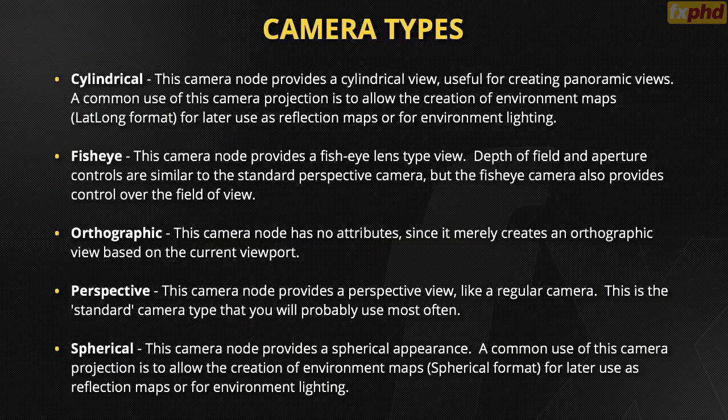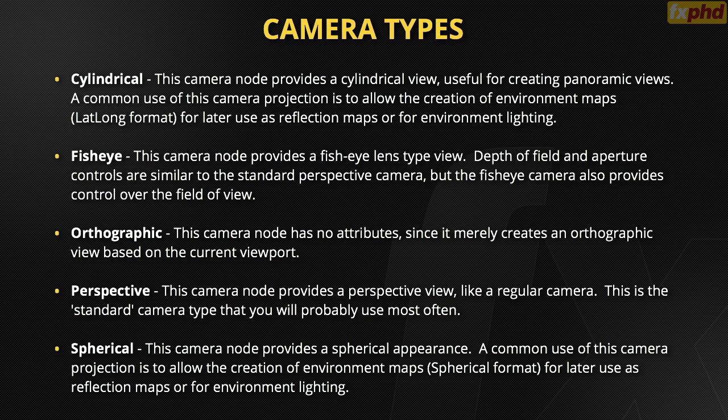Cylindrical is useful for creating panoramic views and environment maps such as lat longs. The fisheye creates a fisheye view based on the field of view settings. Orthographic is obviously just a straight orthographic, no perspective, so objects do not appear to decrease in size as they are further away from the camera. Perspective would be what you would really define as a kind of standard view. And then your spherical view, that's basically again used for environment maps, but whereas cylindrical gives you a kind of lat long output, the spherical gives you a spherical output.